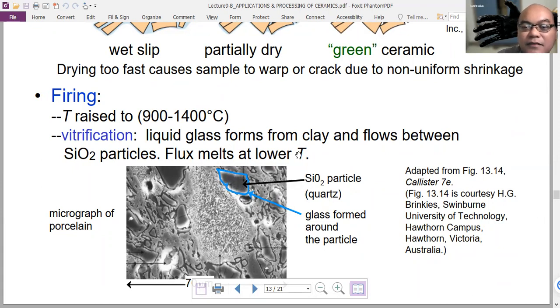The flux melts at a lower temperature. For example, this is the silica particle, the quartz. The glass forms around the particle. This is a micrograph of porcelain.